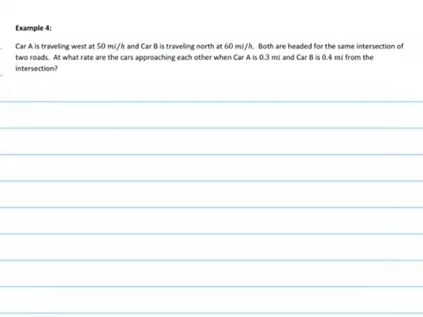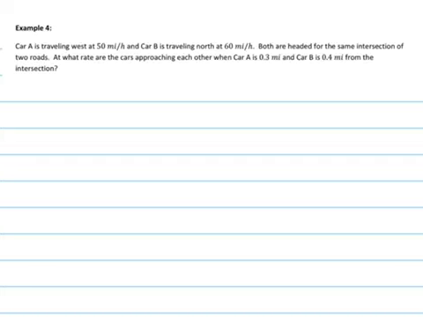All right, let's look at example 4. This is a twist on a problem that often gets made fun of, where you've got train A leaving one station and train B leaving the other station, and when do they run into each other? So we're going to look at it in a similar fashion.